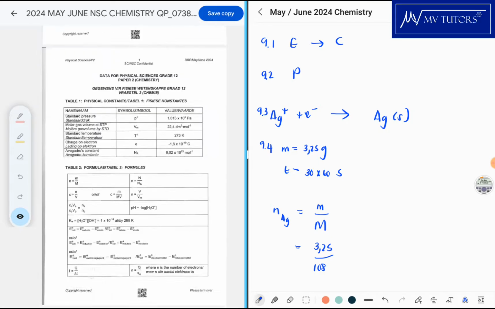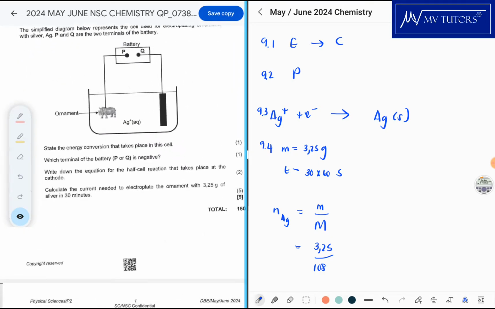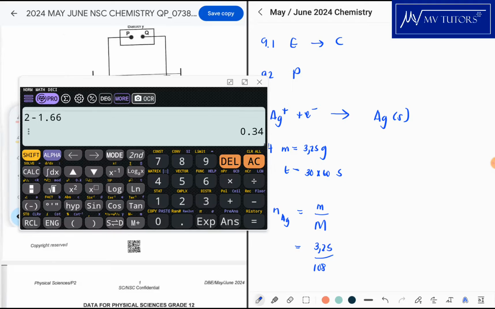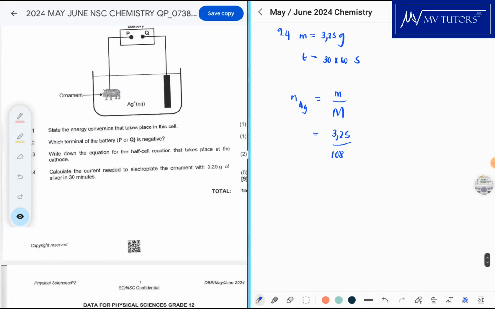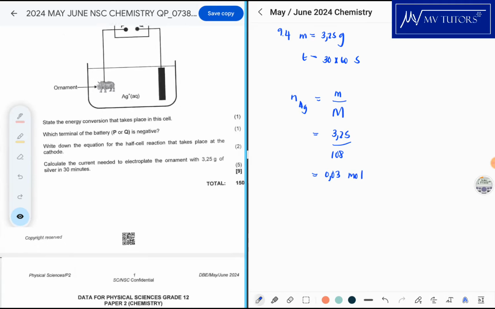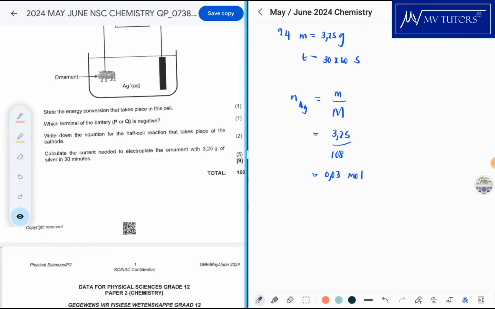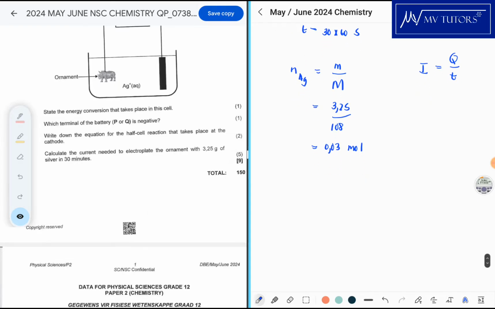Now we're going to take out our calculator. The mass is 3,25 divided by 108, and we get 0,03 mole. Now what are we going to do? We need the current. Let's just remind ourselves what we're working towards. Charge over time, right? That's pretty much what current is.